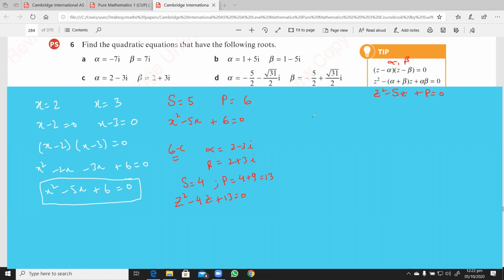Now suppose you say that you don't want to learn this new method, you'll do all that working. Like you say, okay, one of the roots is 2 minus 3 iota, the other root is 2 plus 3 iota, and then you write them like this. This is z minus 2 plus 3 iota equal to 0, z minus 2 minus 3 iota equal to 0. So this is z minus 2 plus 3 iota into z minus 2 minus 3 iota equal to 0.